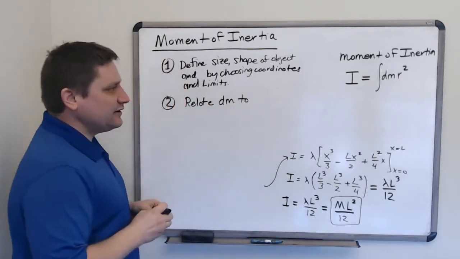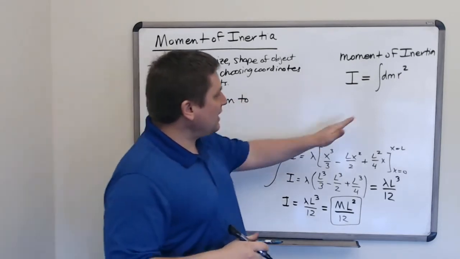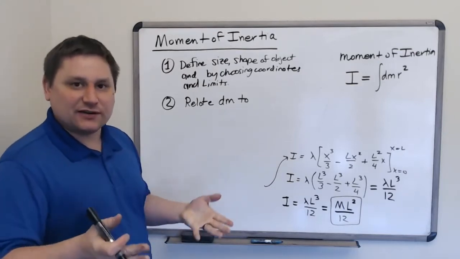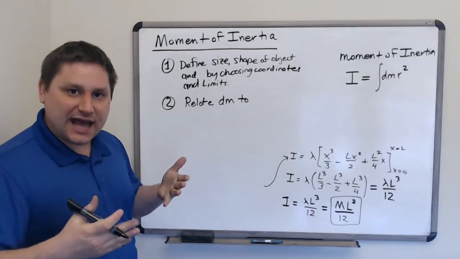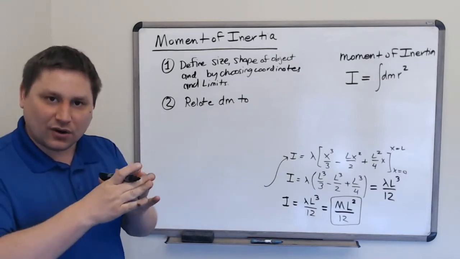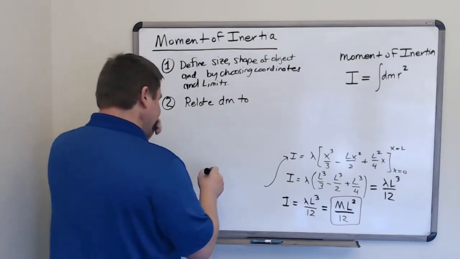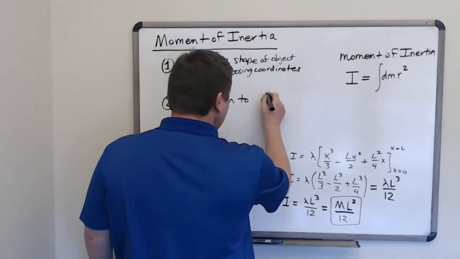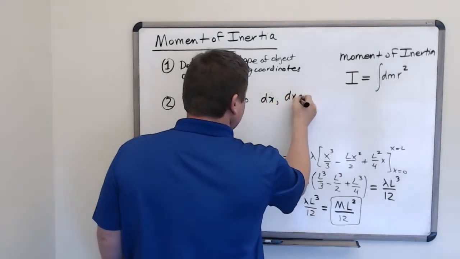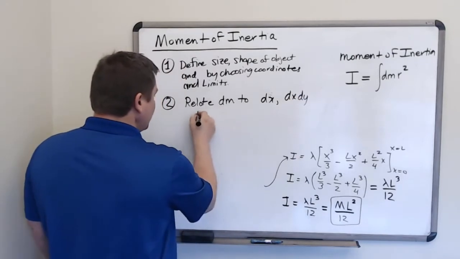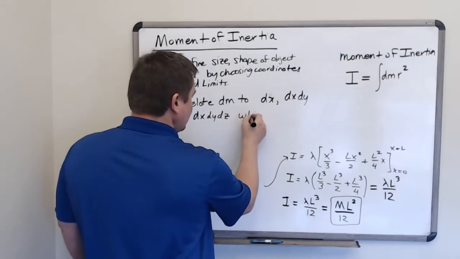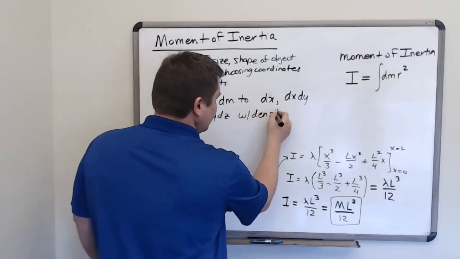The second thing we need to do is take care of this dm in the definition. We never do it in terms of m's, we need to relate dm to small chunks of what's basically volume, area, or length on the object. So we relate dm to dx, dx dy for area, or dx dy dz for volume, with the appropriate density.